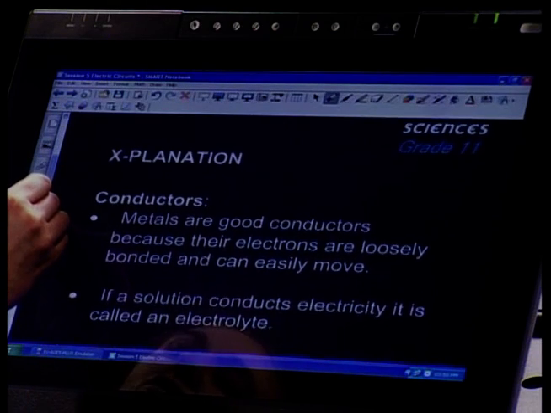Let's start off with conductors. Now, most metals are very good conductors. By definition, we want to work with a conductor that does not heat up a lot, because the warmer the conductor gets, the higher the resistance of that conductor. That is referred to as an ohmic conductor.